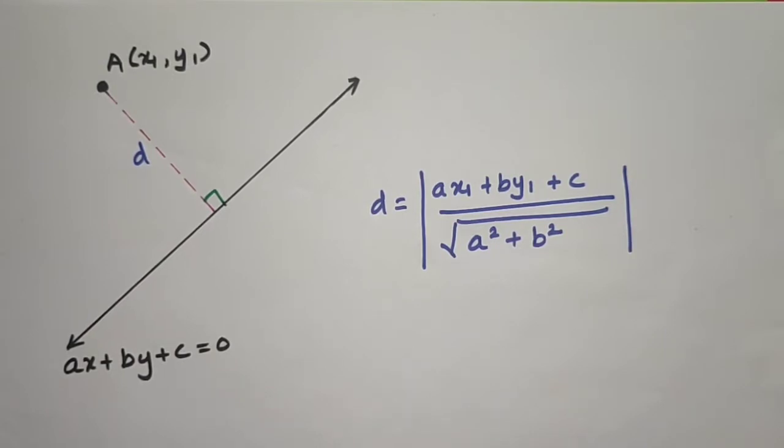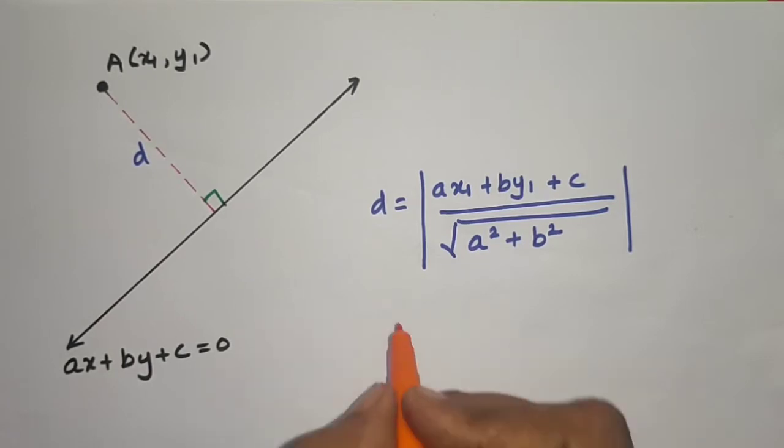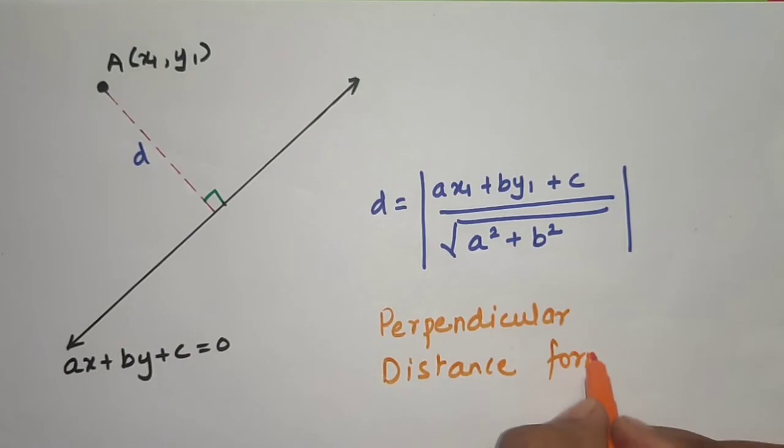Now, how do you remember this? This can be very easily remembered by keeping in mind that in the numerator of the RHS, we have simply substituted (x1, y1), that is the point, in the equation of the line. And in the denominator of the RHS, we have taken the square root of the coefficient of x squared plus the coefficient of y squared. Now guys, this formula is also known as the perpendicular distance formula.